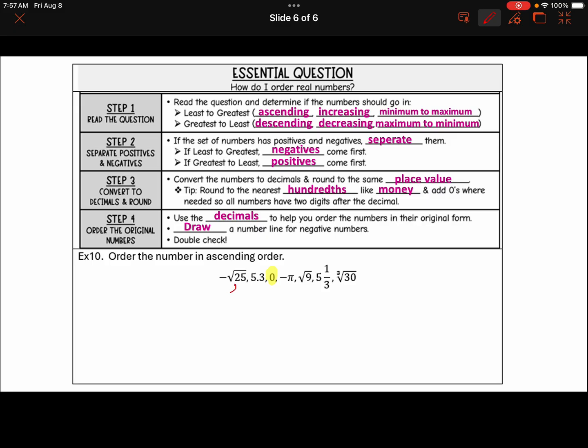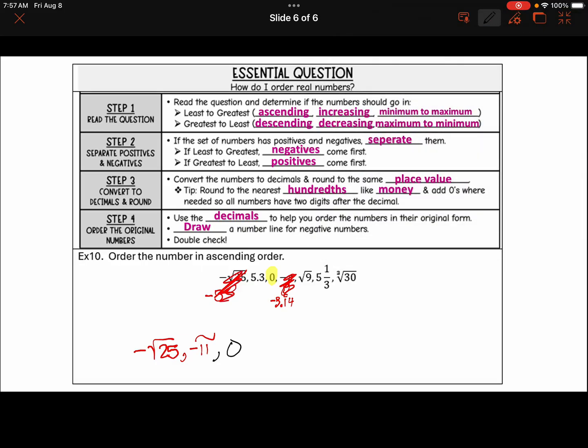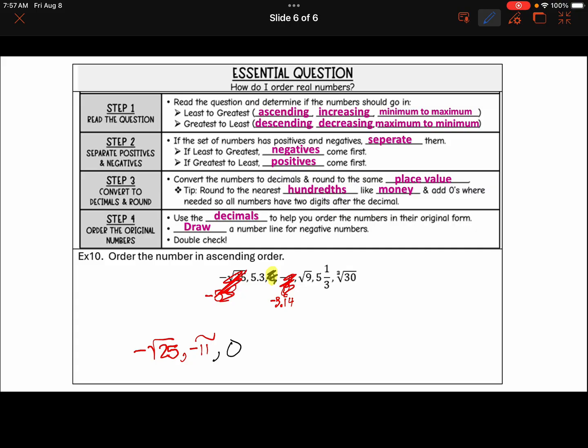So I'm going to start trying to write these in, things that I can quickly identify. So the negative square root of 25 would be negative 5. This is negative 3.14. Okay, so I went and found all my negatives. So right now I have negative square root of 25, and then I have negative pi. So those two are taken care of. And then I'm going to put my 0, because I know that's the middle. All right, so now I have all my positives. So let's go write the positives.